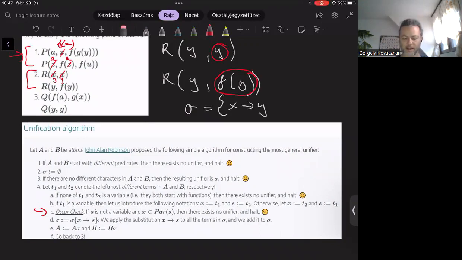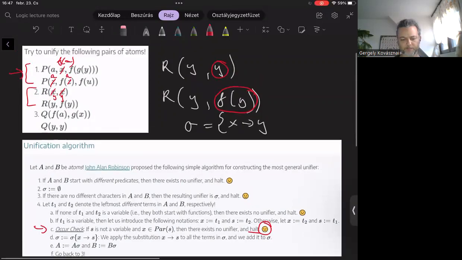So if this is the case, then the algorithm must halt with a sad face, so it was unsuccessful. We couldn't find any unifier. There is no way to make those two atoms the same. So there is no unifier in this case, unfortunately.